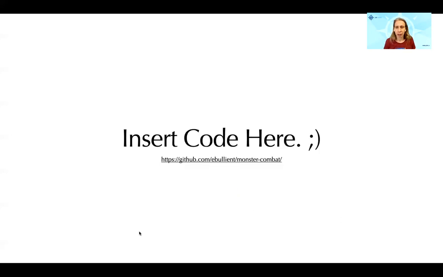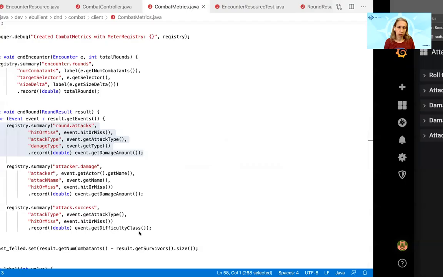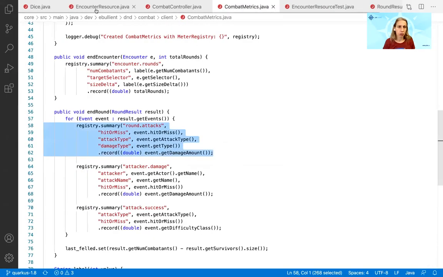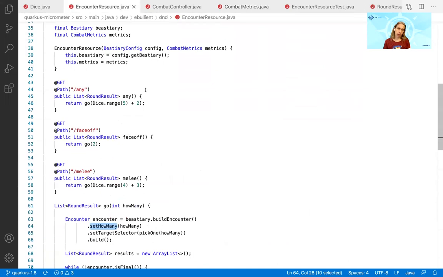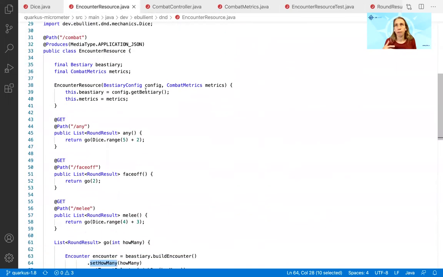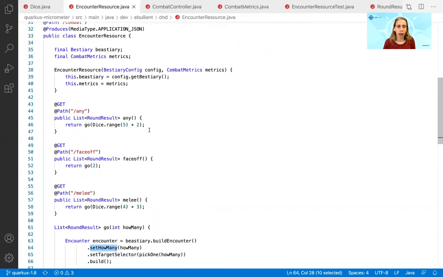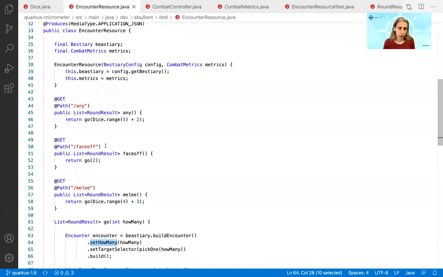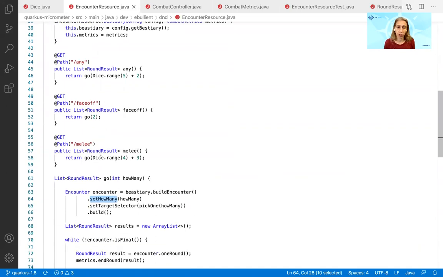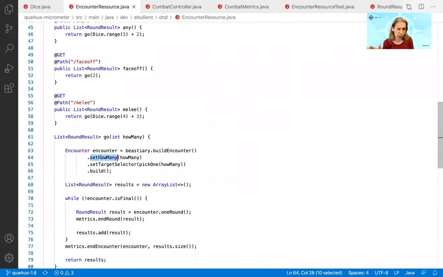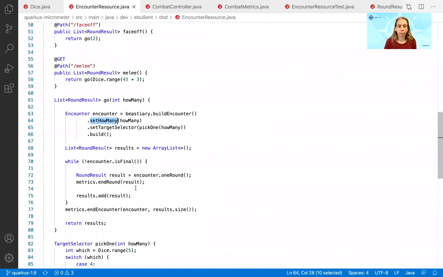So now we'll take a look at some code, and I'll show you minimally what the encounter resource looks like. I said there's a couple of endpoints. We've got an any, which is any number of monsters within a range. We have face-off, which is 2, and we have melee, which is basically more than 2.